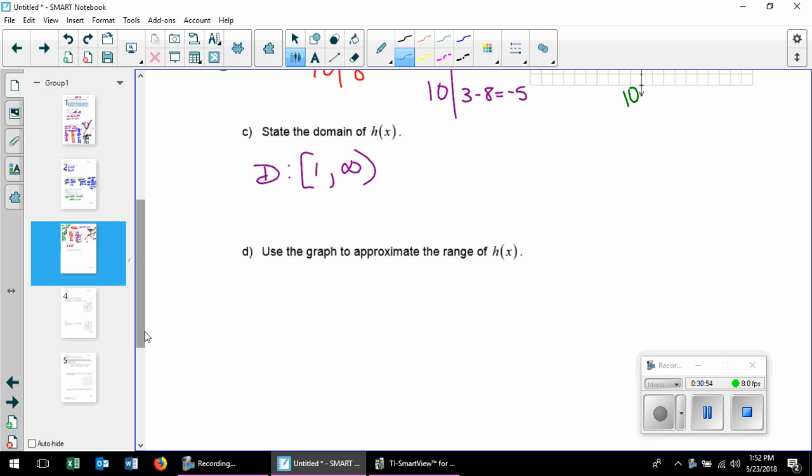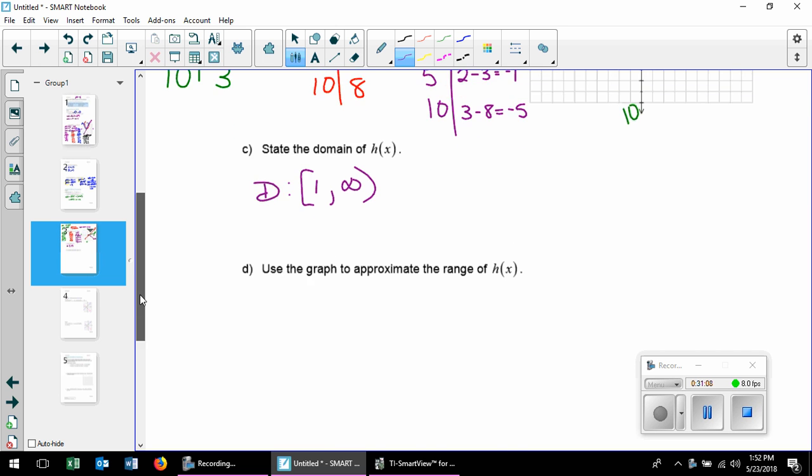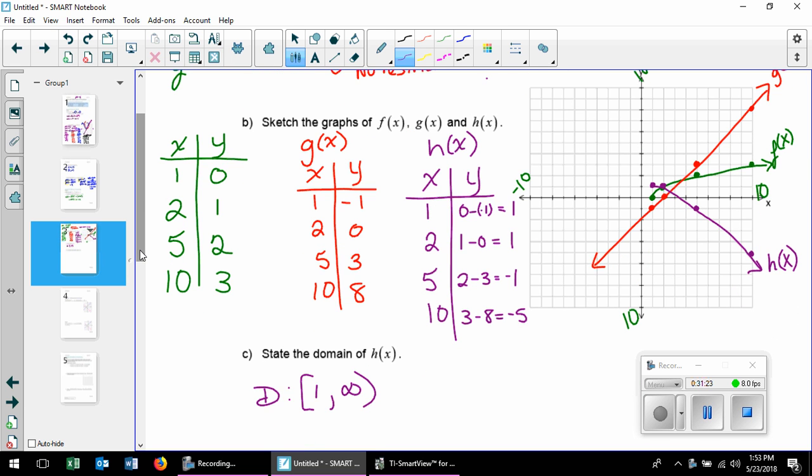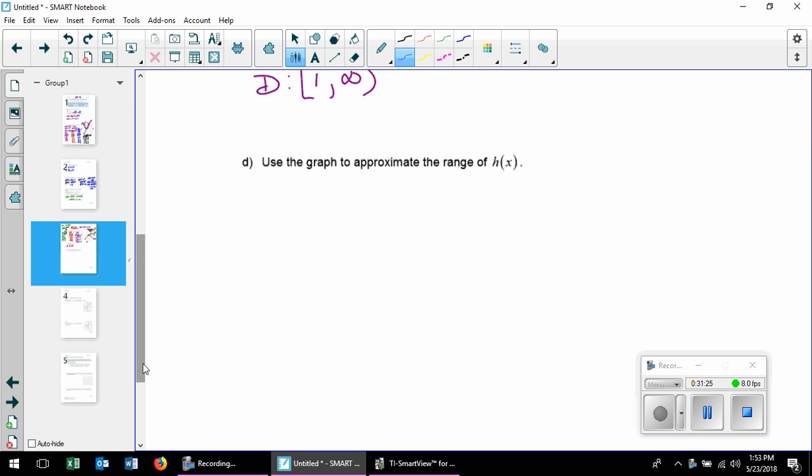What's the range? Approximately. And why am I saying approximately? So what do we know about a radical graph? We've got this bump, right? That comes up here. And I don't quite know the value of that yet. But based on what I have here for my table of values, what do you anticipate your range being? Negative infinity to positive 1 inclusive, right?